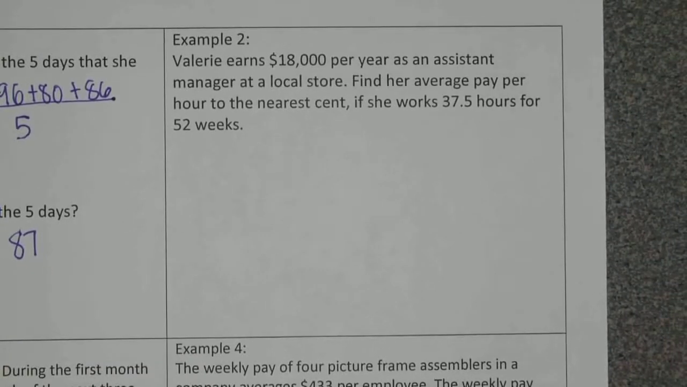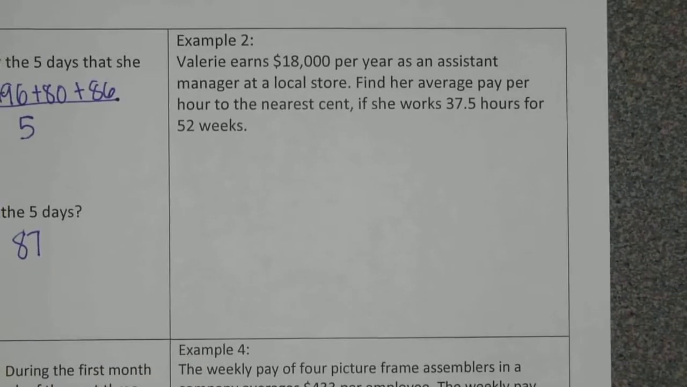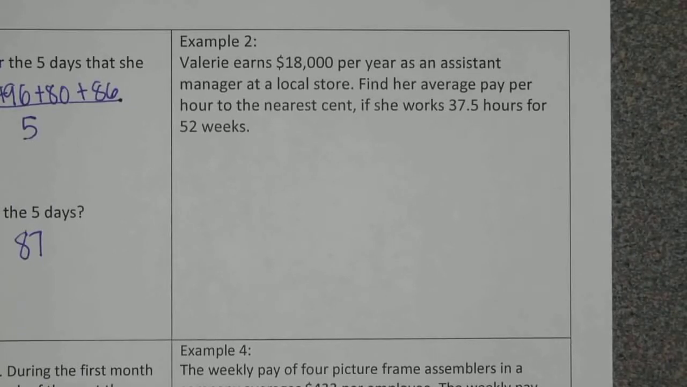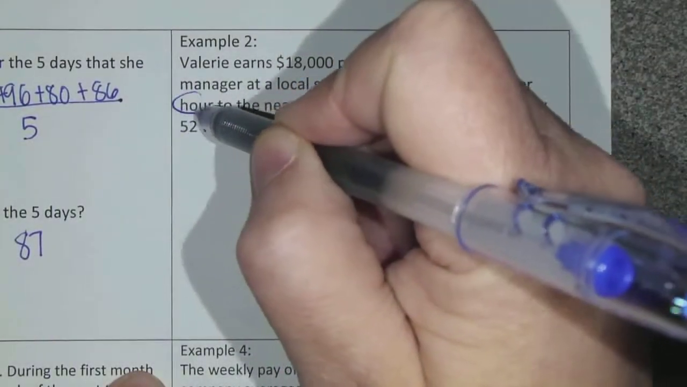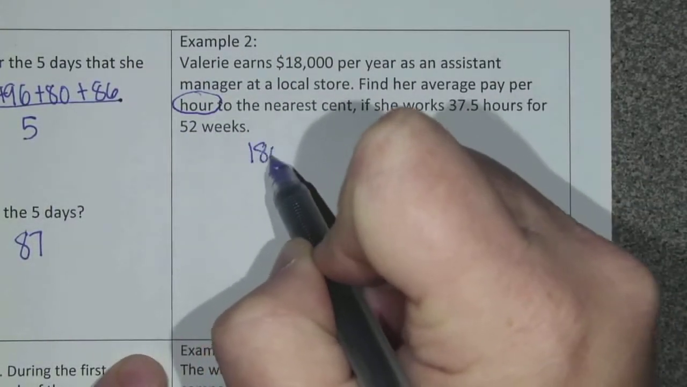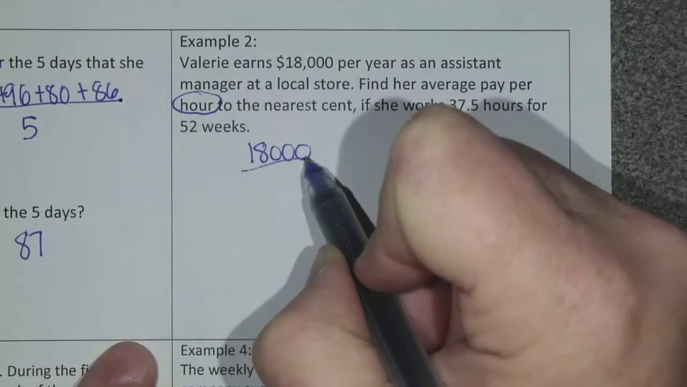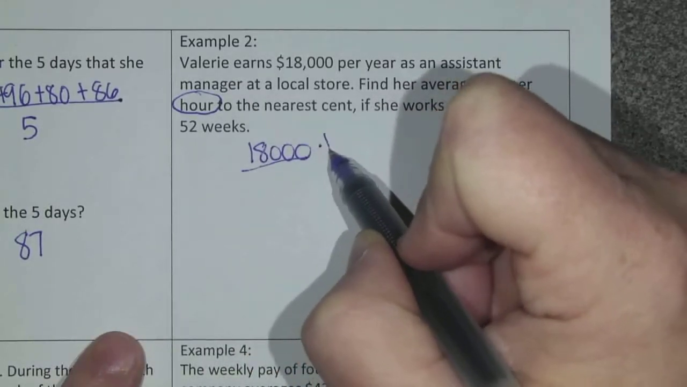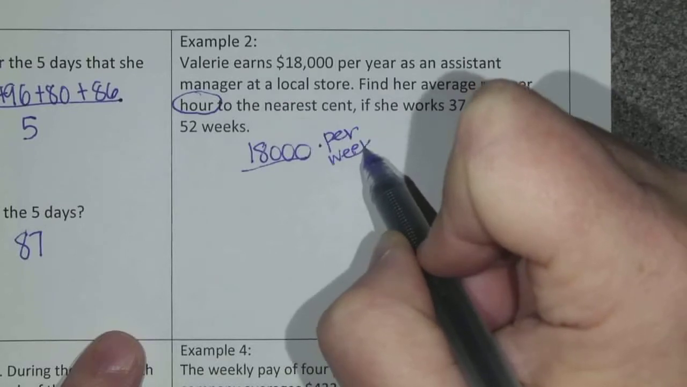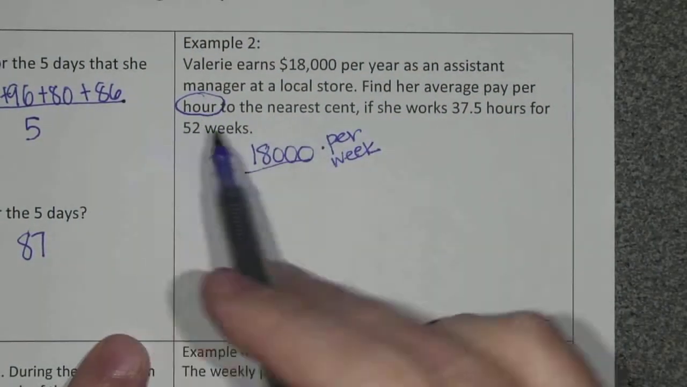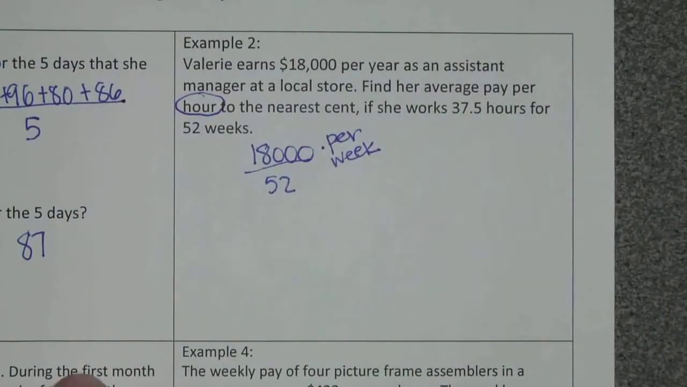Okay, example 2. Valerie earns $18,000 per year as an assistant manager at a local store. Find her average pay per hour to the nearest cent if she worked 37.5 hours for 52 weeks. So we're going to find her average pay per hour. So she makes $18,000 per year. So I want to go from per year to per week. Is that okay if we go per week first? So I got to divide by the number of weeks that there are. So how many weeks are there? 52. So divide that, and that will give me her pay per week.